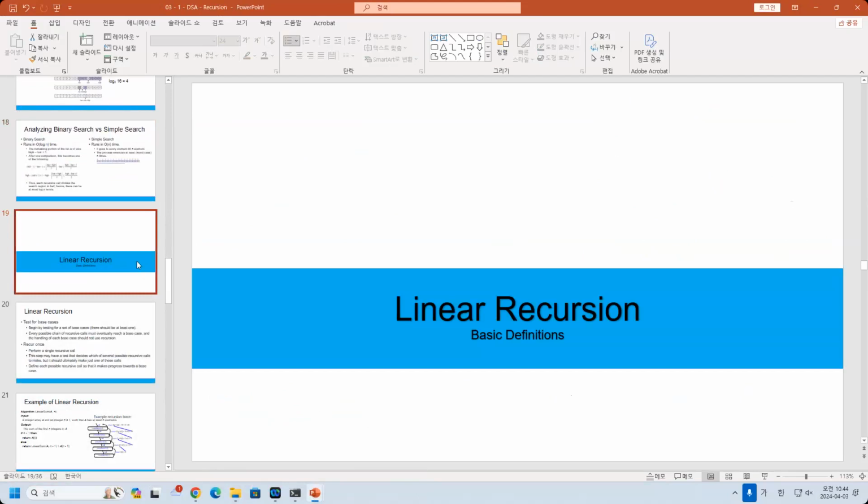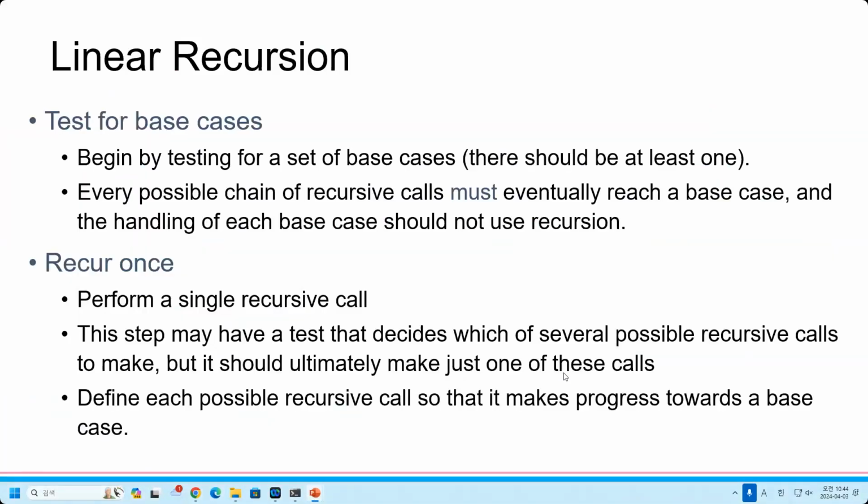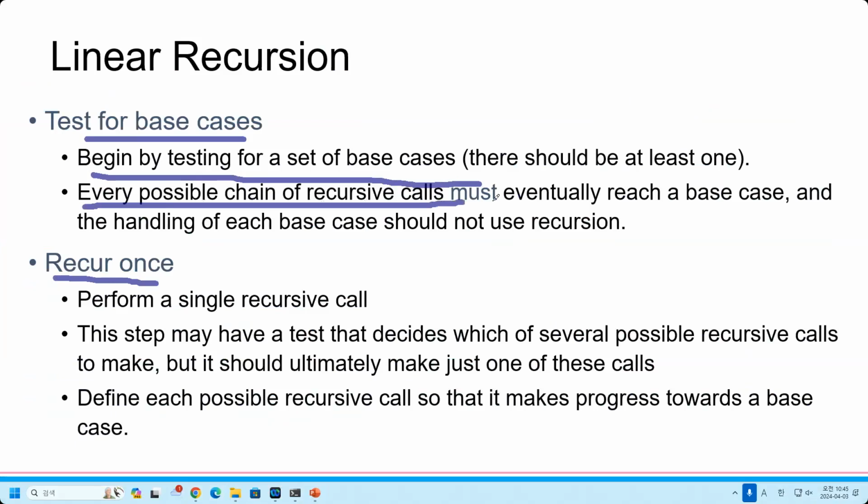Okay, for the linear recursion, it is just linear, like what you already saw from the example. In the linear recursion, we have the base cases, and we have the recur, and the recur will be recur 1. So the definition is the same. For the base case, it begins by testing for a set of base cases, and every possible chain of recursive calls must eventually reach a base case. And the handling of each base case should not use recursion.